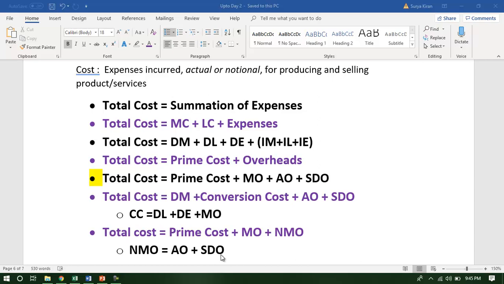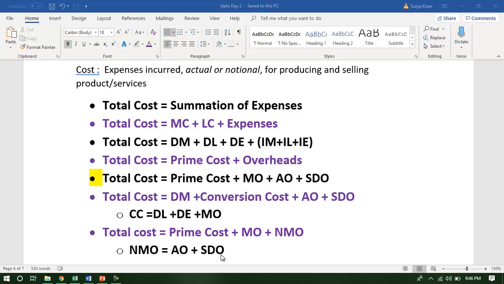So this is one of the ways the cost can be understood, which is to classify the cost based on the nature of the expenses. And the nature of the expenses will tell us the composition of the overheads, the composition of the expenses, which will help us in understanding the cost better.